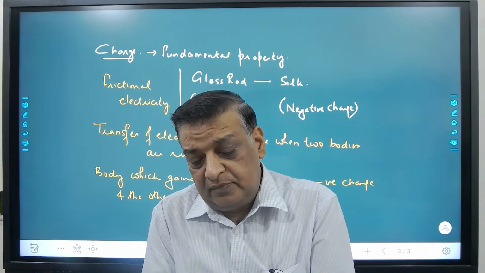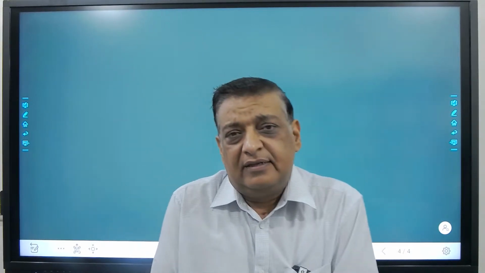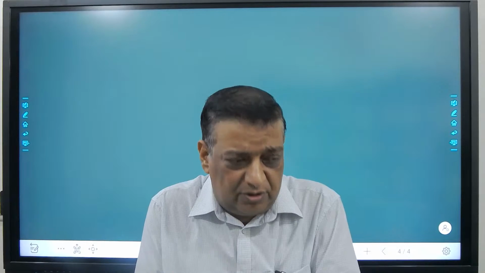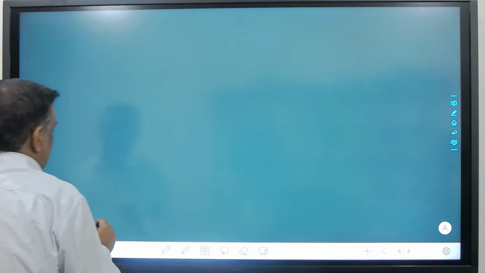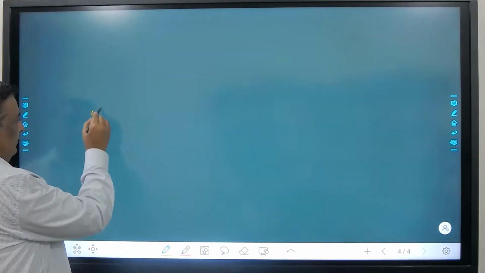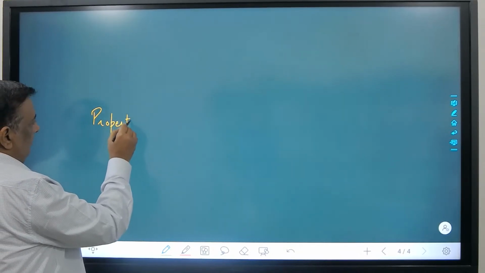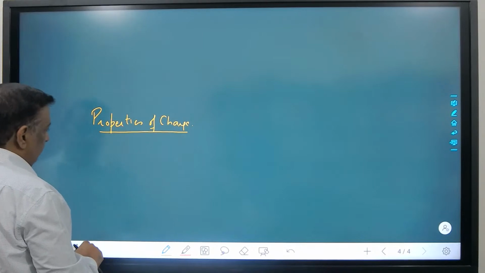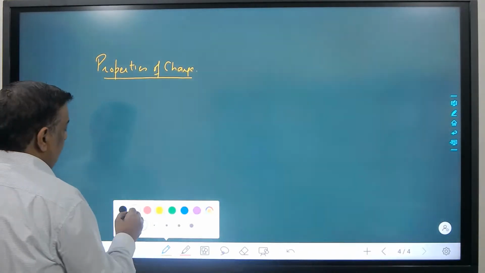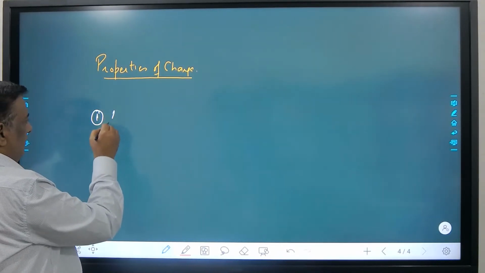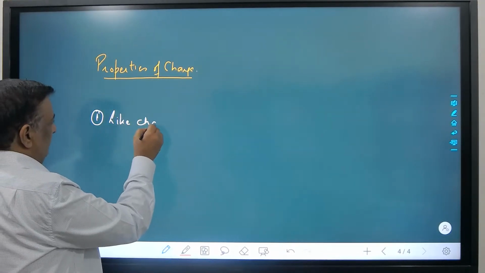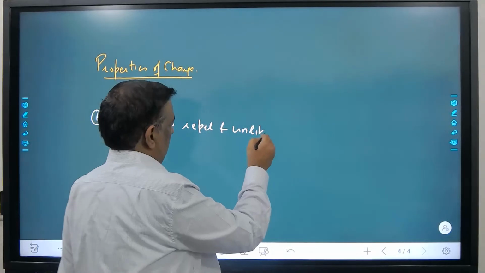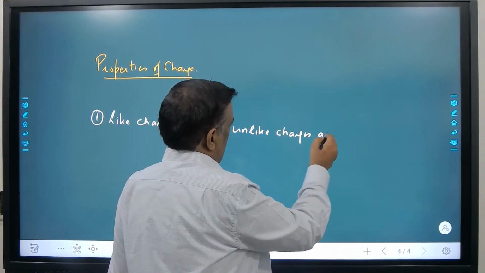Next is the properties of charges. We can start with the simplest property: like charges repel each other, and unlike charges attract each other. The formula for that we will do later on in Coulomb's law, but at present you can say the first property is that like charges repel, and unlike charges attract each other.